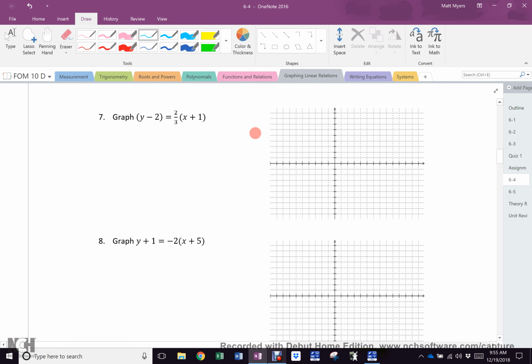Okay, let's graph it now. We're actually going to graph it. What's our starting point? Negative 1 and positive 2. So I go over to here and I put a dot at negative 1, positive 2. Everyone agree?